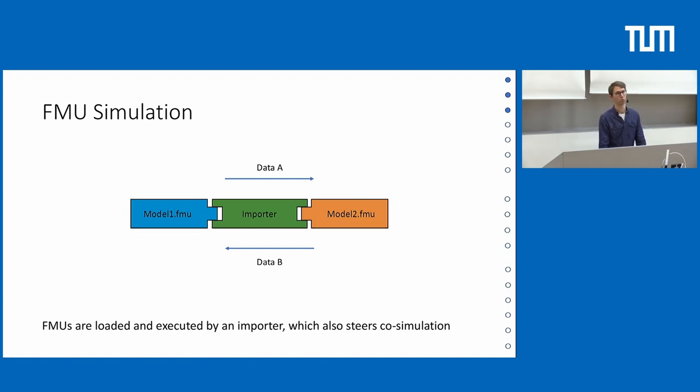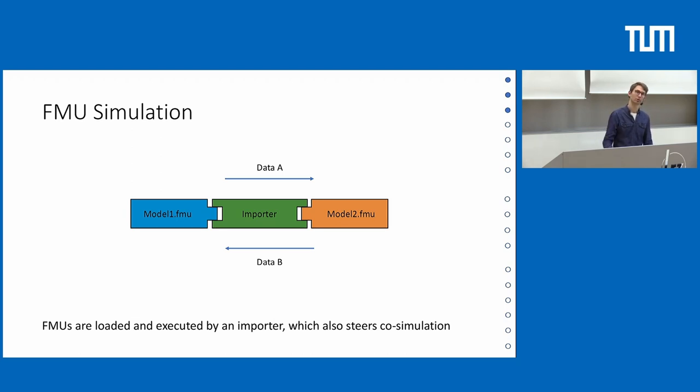So now we have this FMU model. How can we actually simulate it? In order to run a simulation, you always need a second piece of software, which is called an importer. And this importer has the function to load and extract the FMU model and call the underlying dynamic library. So the FMU model itself doesn't have any executable. It always has to be loaded and run by some other software.